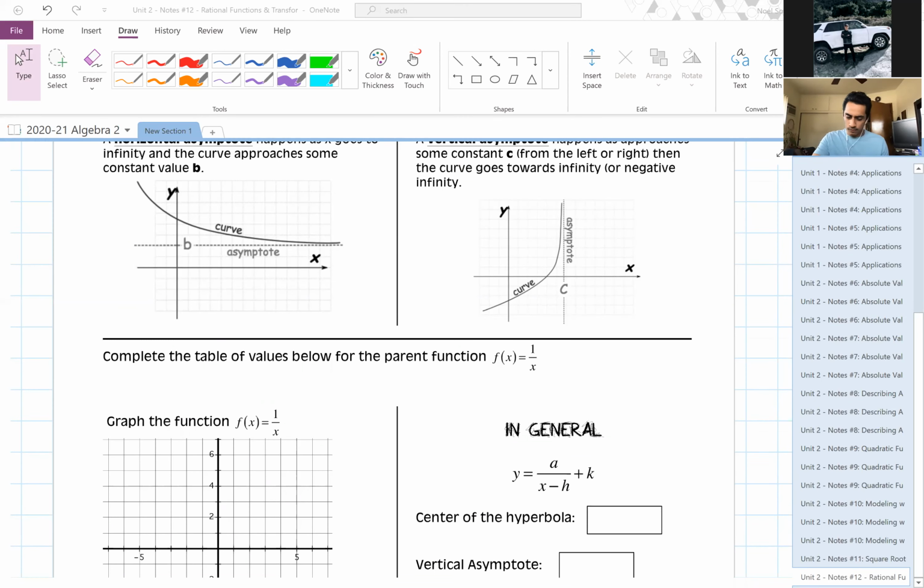Okay, so the first thing is the parent function, right? The parent function is essentially the function with no shifts, no stretching, no compression, no reflections, right? So I want you to consider this function, f of x is 1 over x. This one down here is like saying add nothing to the denominator. And then you also have nothing, right, plus 0 as your k value. All right. So what does that mean?